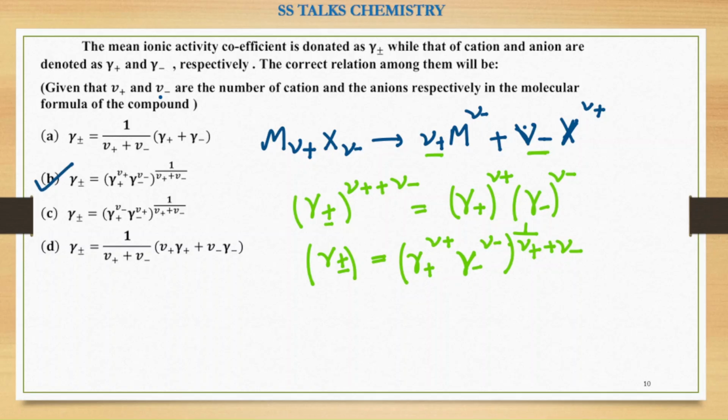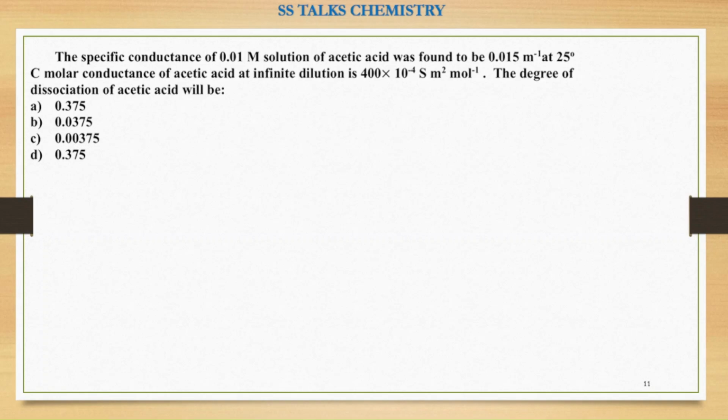Alright, moving on to the next one, we have this question. It says the specific conductance of a 0.01 molar solution of acetic acid was found to be this much value. The molar conductance of acetic acid at infinite dilution is also given to us. What is the degree of dissociation? That means we have to find the alpha value, which is the ratio of the molar conductance at any other condition to that of the molar conductance at infinite dilution.